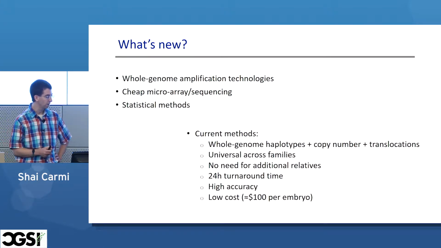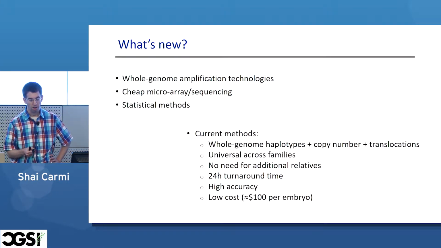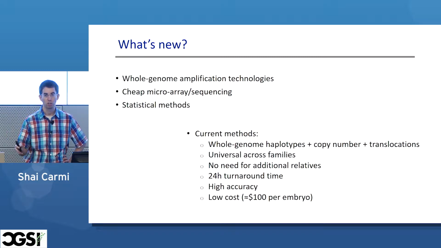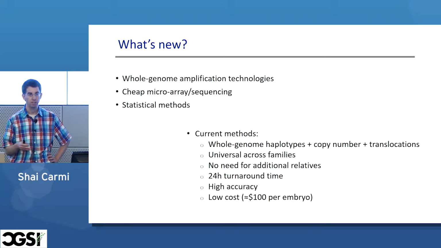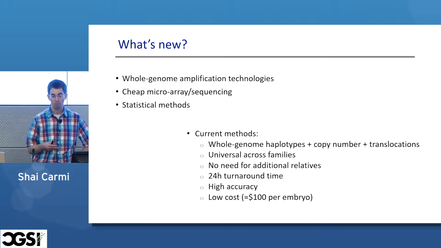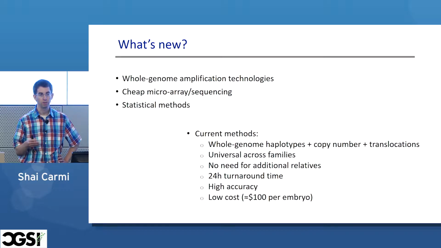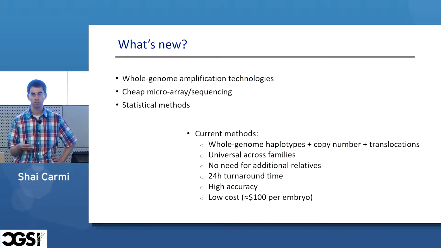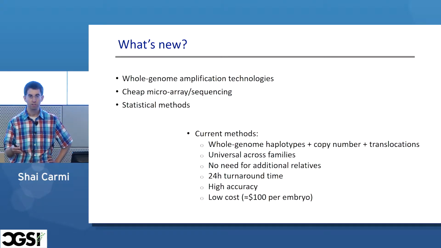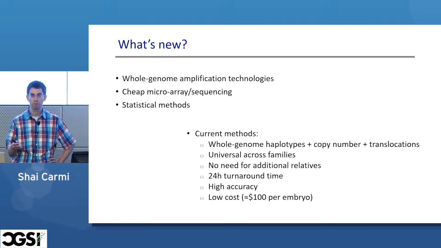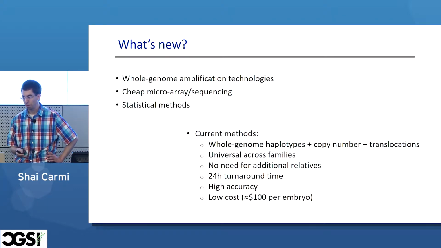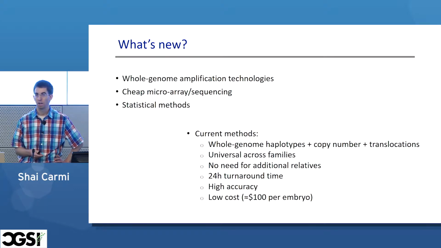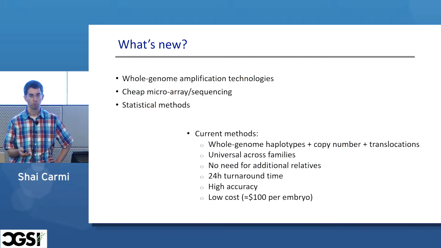And what we can achieve by now is we can get the entire genome of each embryo. We can get the haplotypes and copy number variants, even translocation sometimes. With recent methods, we don't need to tailor the procedure for each family. So it's kind of like a universal test. We don't need additional relatives like grandparents or uncles and so on. These tests are fast, accurate, and with the method that I presented here last year, we can do it for a relatively low cost of just under $100 per embryo.